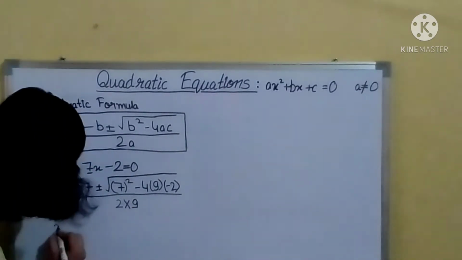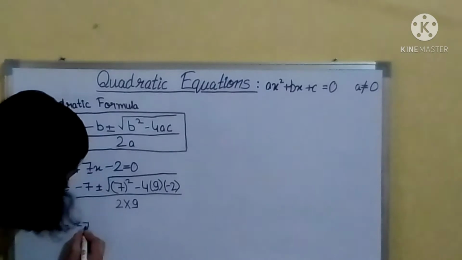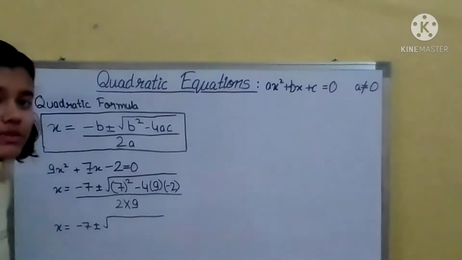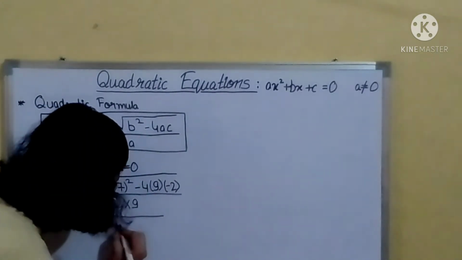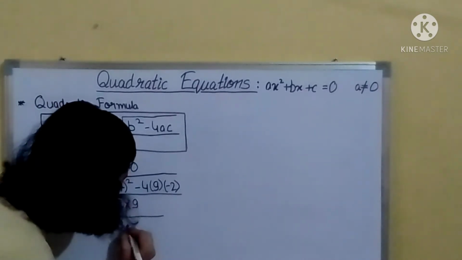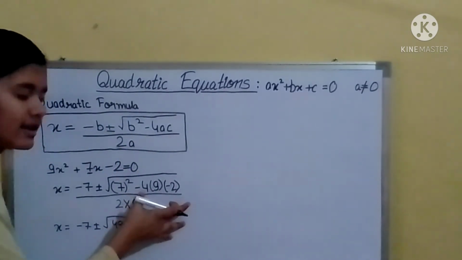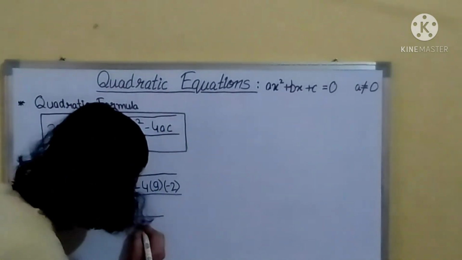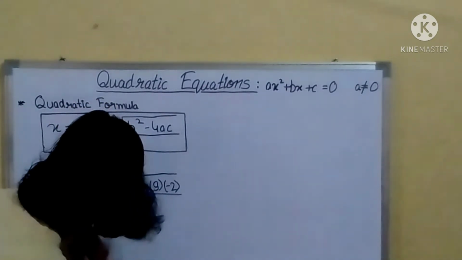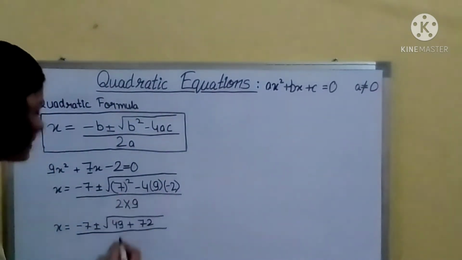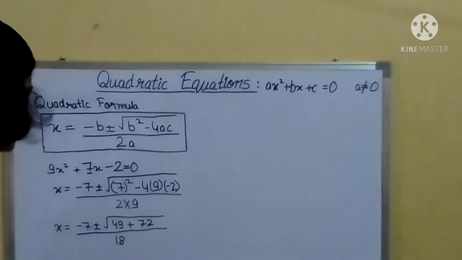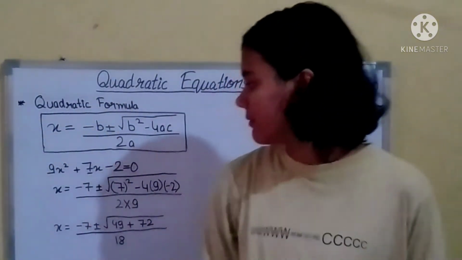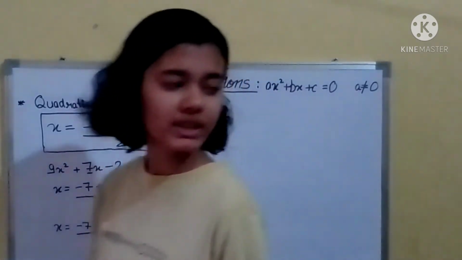Okay. Then x is equal to minus 7 plus minus root of 7 square. What is the square of 7? It's 49. Then minus 4 into minus 2 is equal to plus 8, and 8 nines are 72. So 49 plus 72 upon 2 nines are 18. Okay. So this is the value of x and here is plus minus. So first we will do with plus and then we will do with minus.